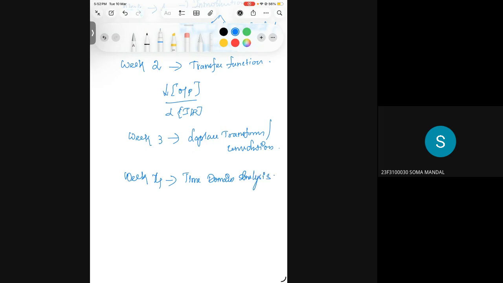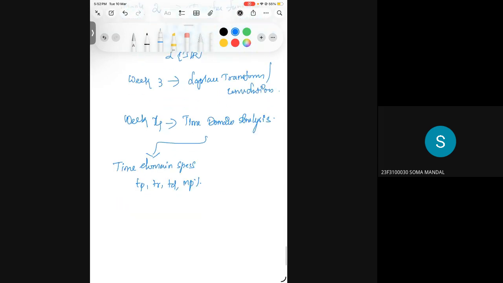So in time domain analysis, there are two major things: time domain specifications like Tp, Tr, Td, Mp percentage. If you know all these formulas, then you will be able to crack all these questions, right? There are no logical questions here. And you should know the relationship between each and every specification. If I increase the Mp, how my rise time would be, how my settling time would be. So Ts will also be there.